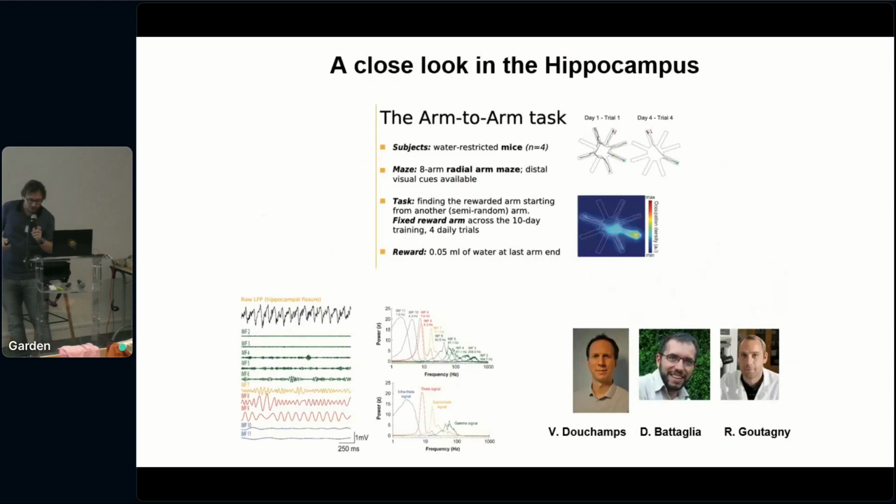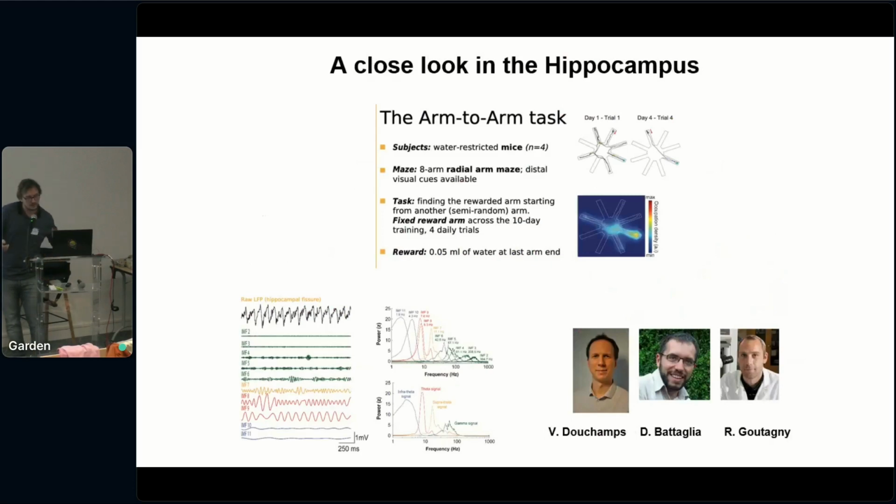So after this introduction, let's go to the experimental data that we worked on. These have been recorded by Vincent Douchamps and Romain Goutagny in Strasbourg. And this work is done also in collaboration with Damien Battaglia, now in Strasbourg. So the data is recordings in the CA1 region of the hippocampus during this ecological navigation task. So the mouse needs to search for the reward, and at every trial, it starts from a different location. That's the local field potentials that we generate, and you can see that it is composed of many different components at different frequencies.